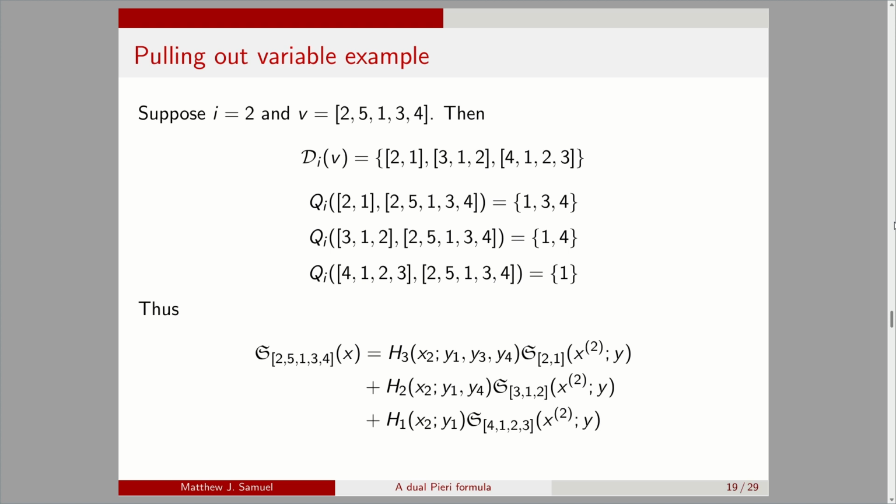So just going to give an example here. Set I equal to 2, and V equal to 2, 5, 1, 3, 4. I didn't give you the formula for finding DI here, but you could look it up in Bergeron and Sottile's paper. So DI is 2, 1, 3, 1, 2, 4, 1, 2, 3, and the Q sets are defined there: 1, 3, 4, 1, 4, and 1. So we can write this polynomial as a sum of these h's times the double Schubert polynomials with x pulling out x2.